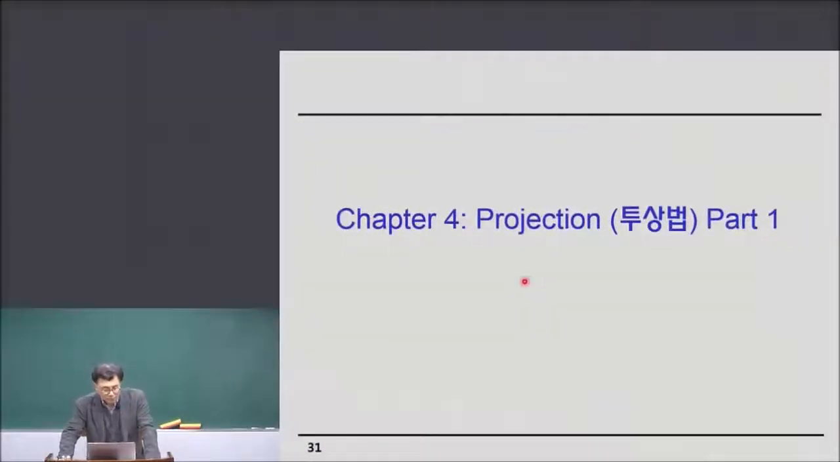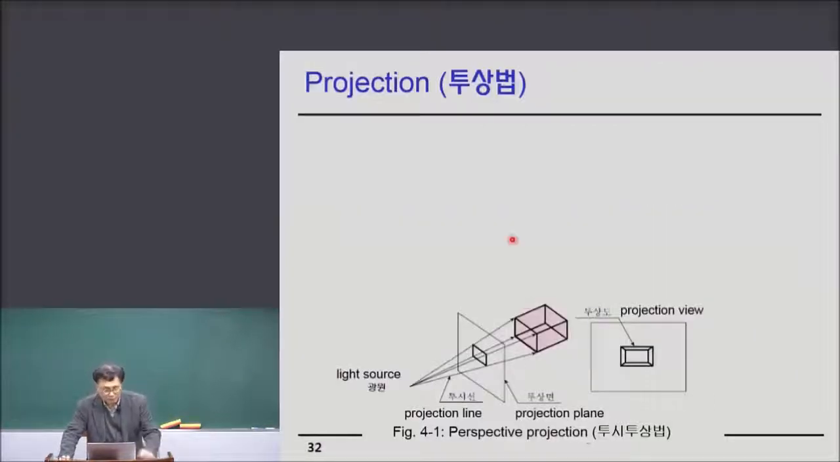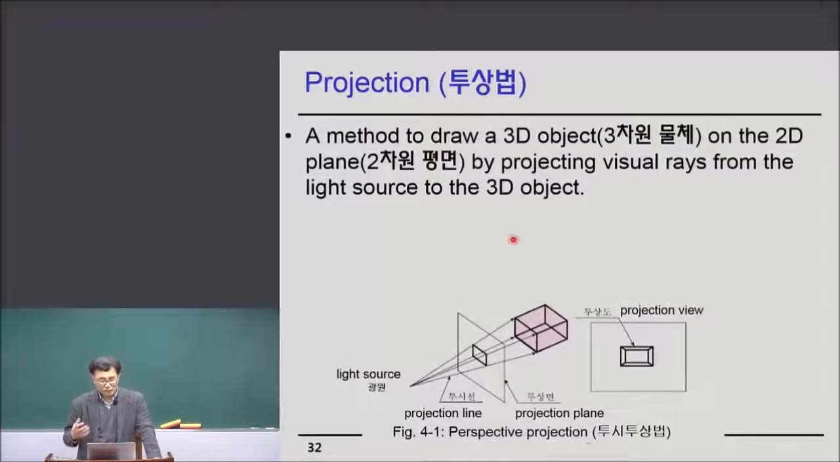Okay, now I'm going to explain projection. The projection is a method to draw a 3D object on the 2D plane by projecting visual rays from the light source to the 3D object. So it's very natural. So what we are going to do is that we are designing a 3D object, right? A part. Then we try to make a part drawing on the paper. So there should be a certain method by which we project a 3D object onto the 2D paper, right? So this is a projection.